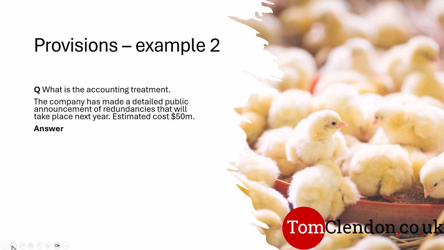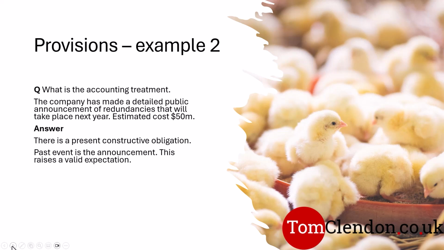Because at present there is a constructive obligation. You've raised a valid expectation by the past event of making the announcement. It's a detailed announcement. It's a public announcement. You will lose face if you don't go through with it. You're not legally obliged to go through with it, but there is a constructive obligation because of that past event, because of the announcement that has taken place. If it was a secret, if it was a mere board decision, if it hadn't been made public, then there wouldn't be a constructive obligation.